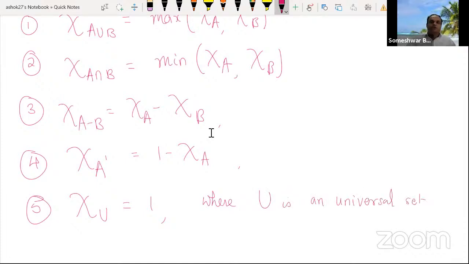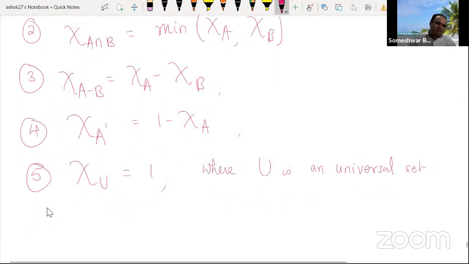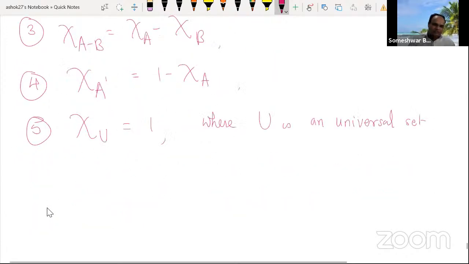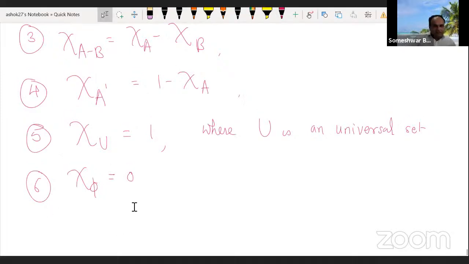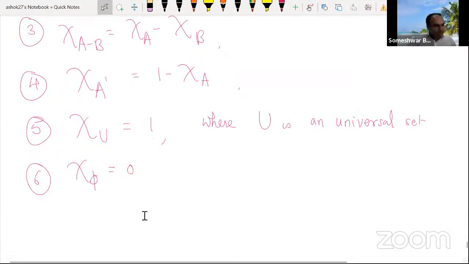See, so this is the fifth property. What is the sixth property? Just return that: chi of phi, meaning chi of the empty set, will always be 0. So these six properties are there, and we'll prove them one by one.